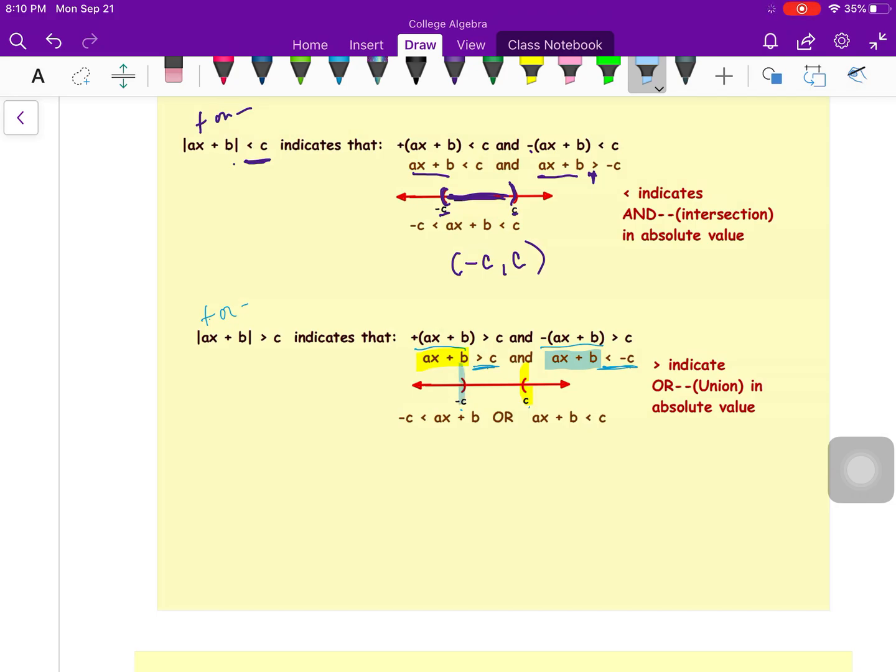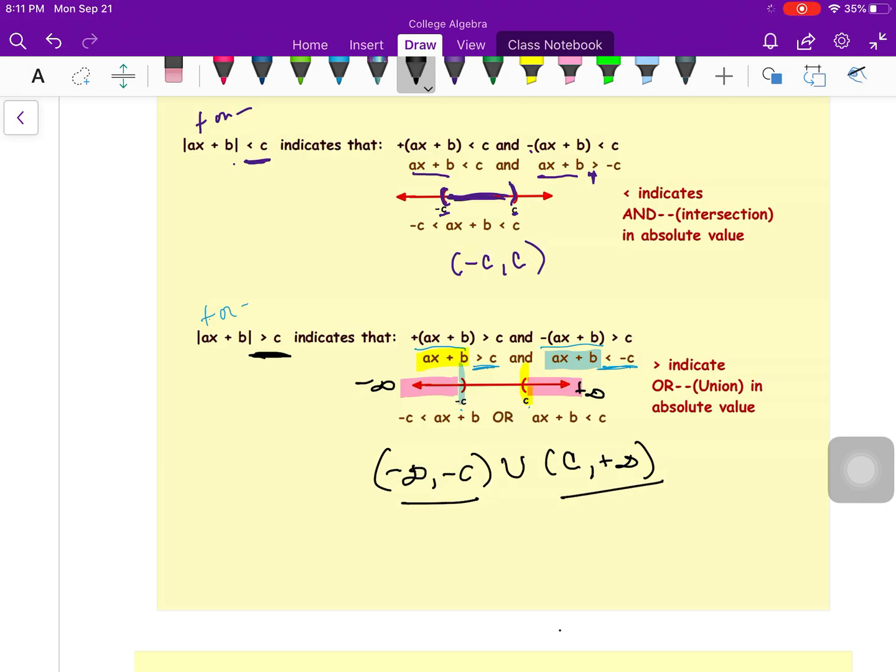So if you look at this, you can see I have the values to the left of negative c and to the right of c. So in interval notation, it would be from negative infinity, which is furthest to the left, to negative c, union positive c to positive infinity. When it is greater than, I should have a disjoint set.